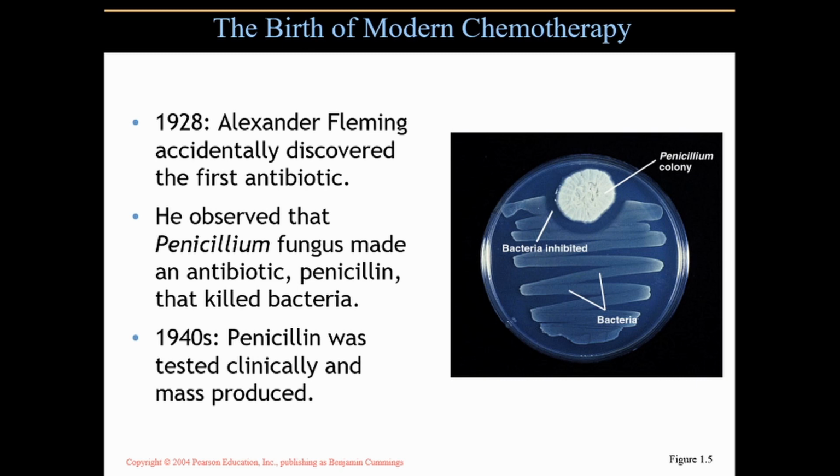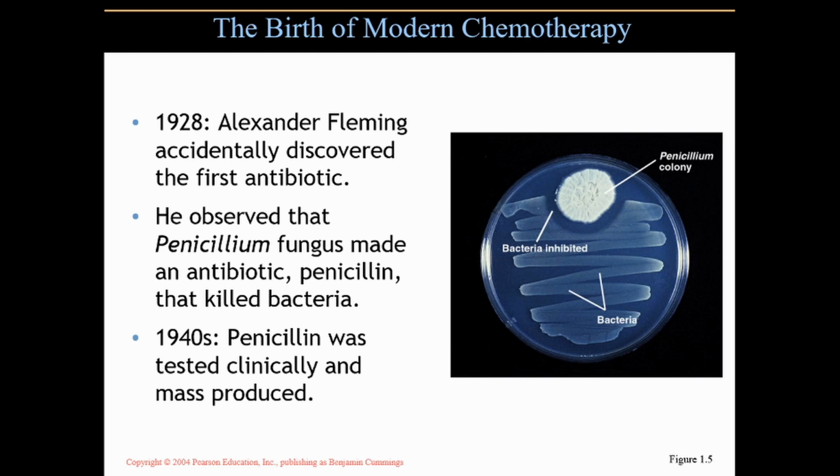So he was working with bacteria, and he had petri plates, and was growing bacteria, and some penicillium fungi got onto his plates. And the genius of Fleming was that he noticed what you see in this picture. Around where the colonies were growing, the bacteria were inhibited. They wouldn't grow up to it. They wouldn't grow into it. They stayed away from it. And so he observed that the fungus made what he called an antibiotic, and in this case we call it penicillin, that killed bacteria. So in 1928 he discovers it.